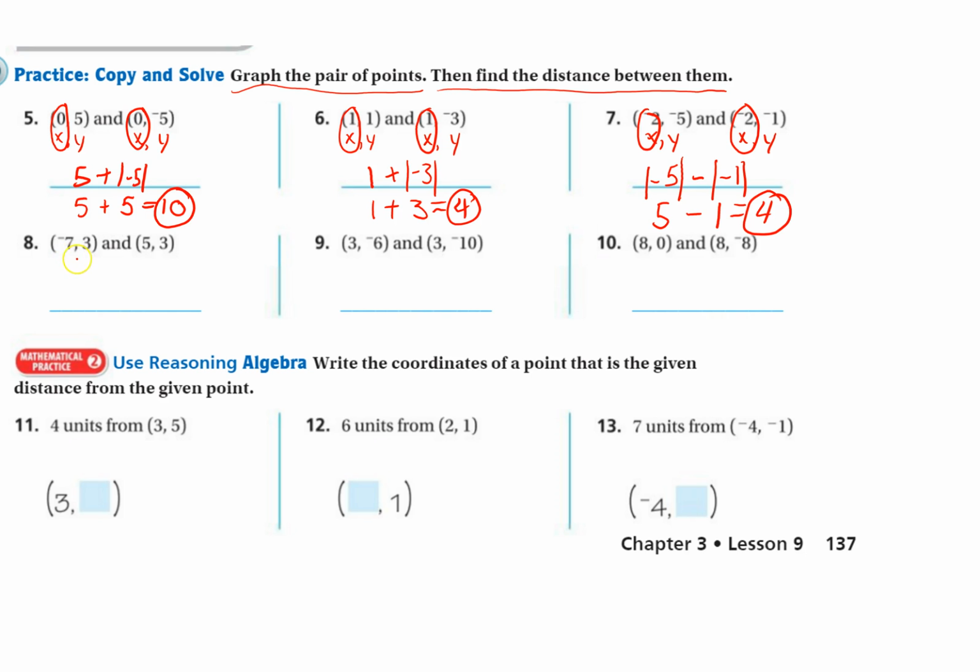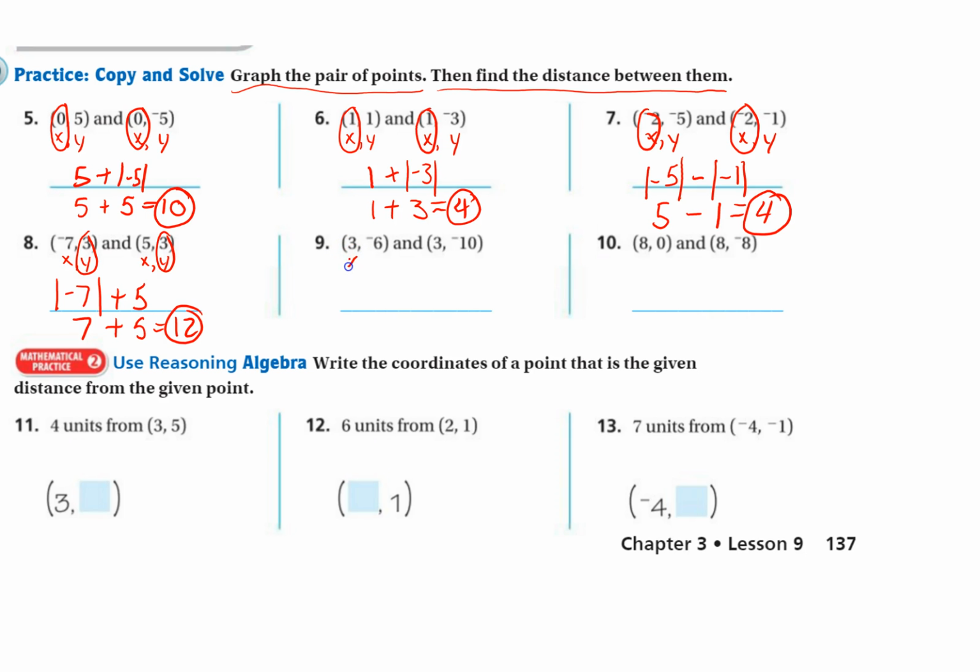Okay, again, we have x and y, x and y. Okay, in this case, our y values are the same. So we look at 7, negative 7, and 5. Since we have a positive and a negative, we can add them. So that we add the absolute value of negative 7 plus 5. The absolute value of negative 7 plus 5 would be 12. So the distance between the 2 points would be 12.